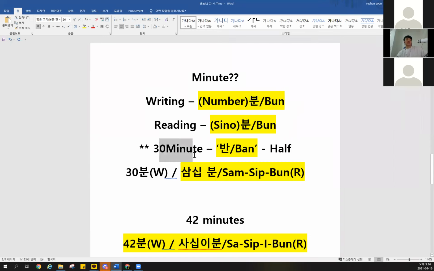30 minutes can also be written with the 반. 반 means like half. So like 6/2, then it's going to be 6:30, right? Something like that. So you can use both of it, which is the Sino version and also this word, 반. So let's say 6:30. How can you say?